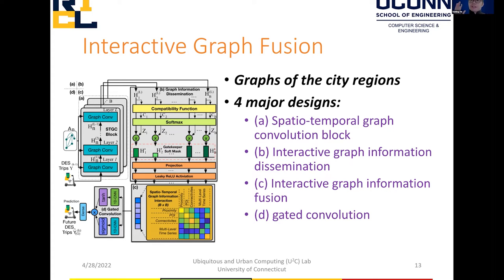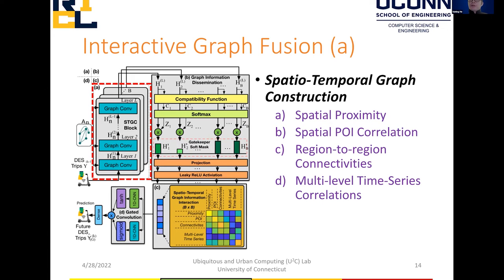There are four major designs here, namely whether we can realize the spatial temporal graph convolution block, as well as the other major technical part related to the machine learning. So today, due to the time limits, I could not bring too many formulas and mathematical formulations in these presentations. If you're interested, you can double check the paper. So let me briefly bring you through the corresponding formulations here.